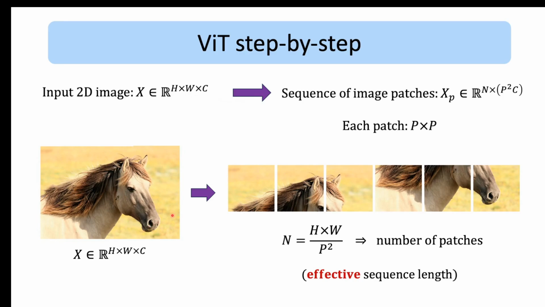So in the very first step, we split this image into patches of fixed size, p by p. As a result, we get the sequence denoted as x sub p with size n times p squared c. And n here is the number of patches, that is the size of the original image, h times w, divided by the size of the patch, which is p squared. This is also called the effective sequence length.